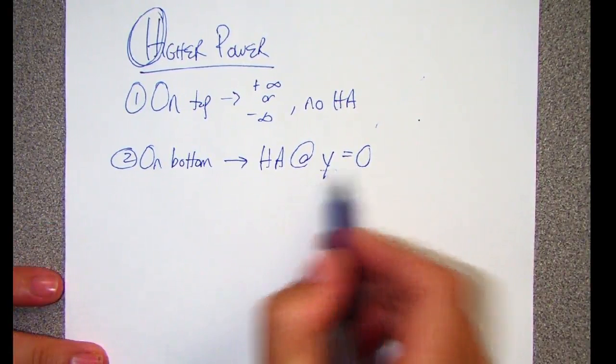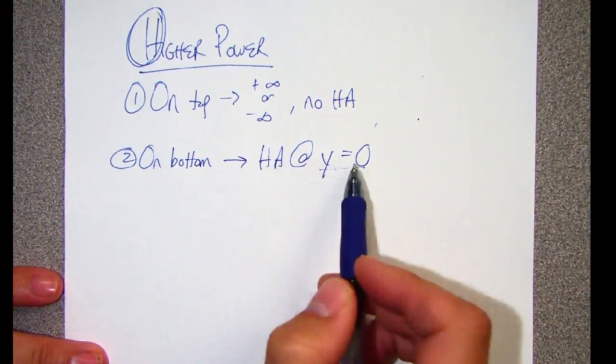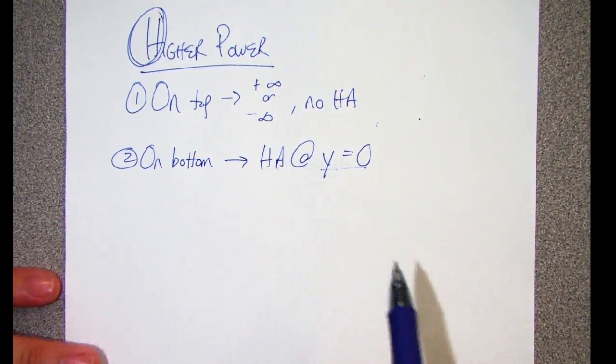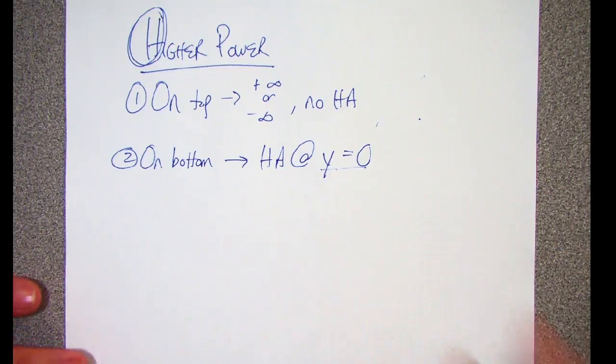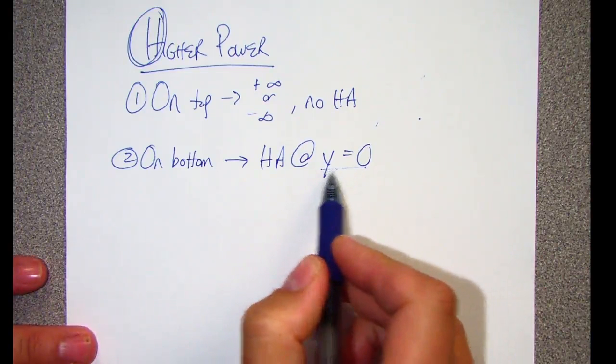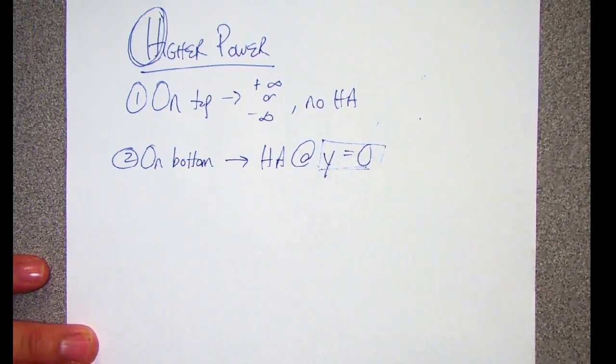So y equals 0 is a horizontal line. So if you tell me there's a horizontal asymptote at 0, it's actually not quite enough information. You want to tell me horizontal asymptote at y equals 0, because an asymptote is a line, and this way you're giving me the equation of a line.